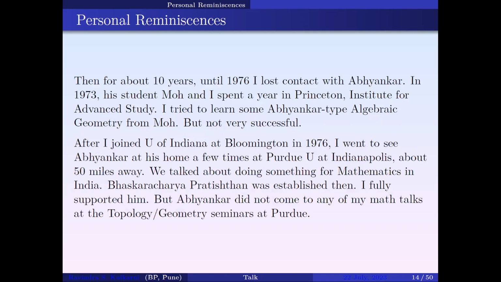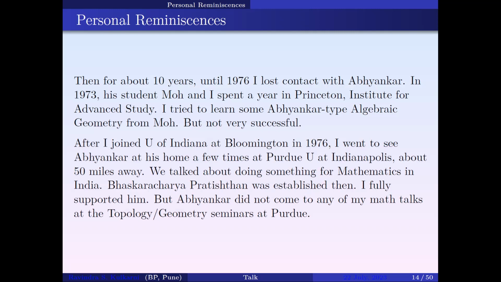Then for about 10 years, until 1976, I lost contact with Abhyankar. In 1973, his student Mo and I spent a year in Princeton. I tried to learn some Abhyankar type algebraic geometry from Mo. I was not successful. After I joined University of Indiana at Bloomington in 1976, I went to see Abhyankar at his home a few times at Purdue University. It was about 50 miles away from my place.